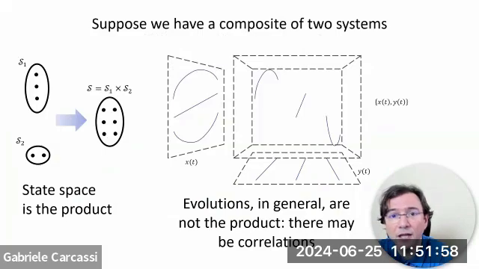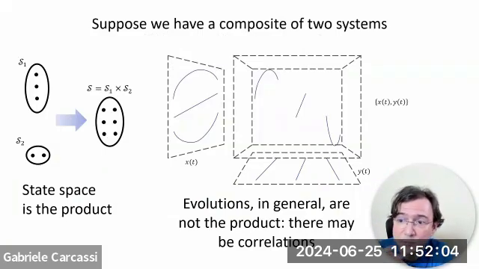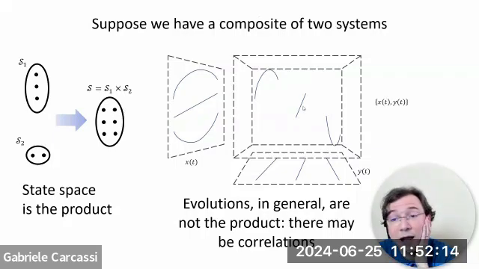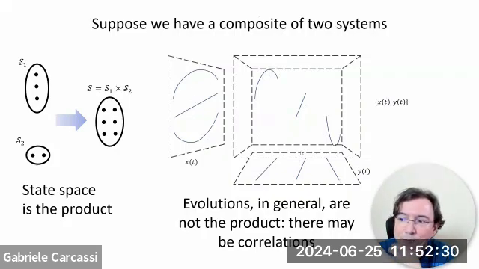Another thing that we need to require from the entropy is what happens when you have composite systems. So when you're composing two systems, we have a certain number of states for one, a certain number of states for the other. The state space is the product. But the evolutions in general are not the product. So for example, here there is a correlation, so we have only 3 possible evolutions of the joint system. And these 3 possible evolutions correspond to 3 distinct evolutions in the individual systems. And the total number of evolutions is not the product because there are correlations. These things are not possible.